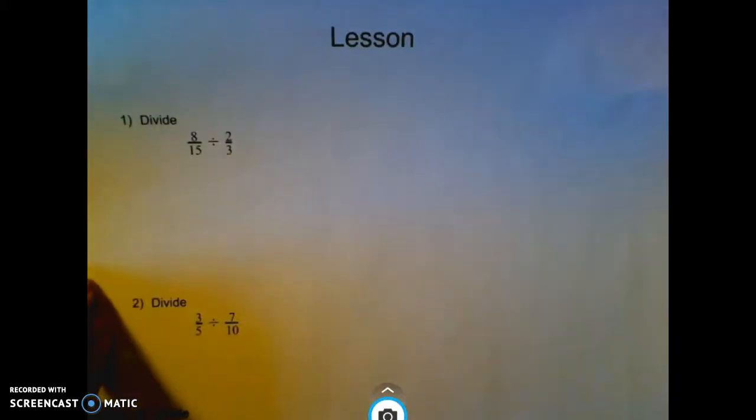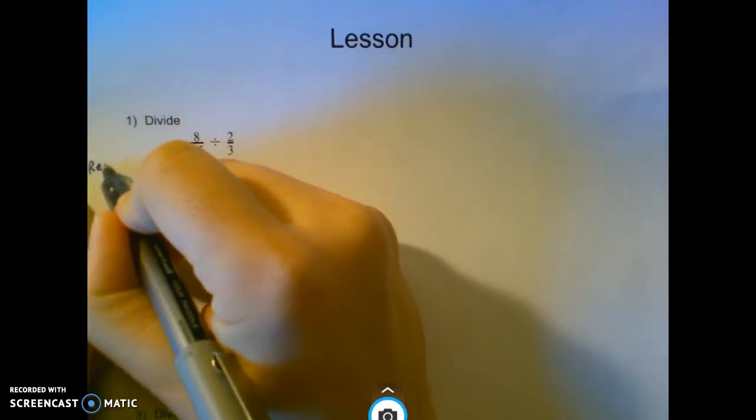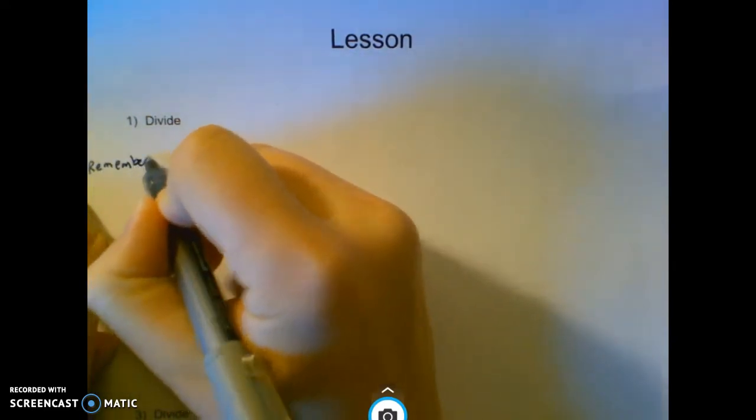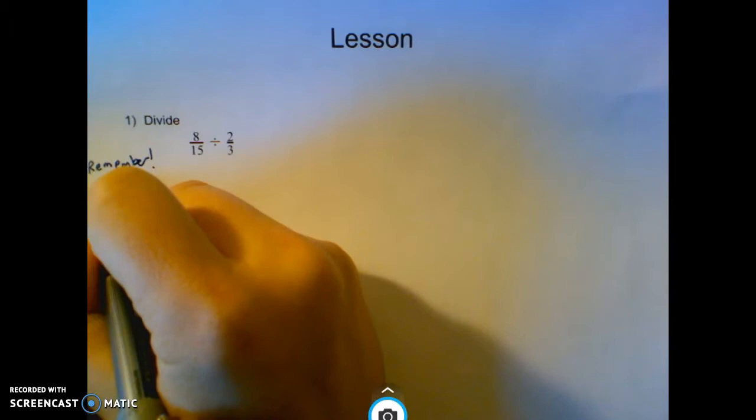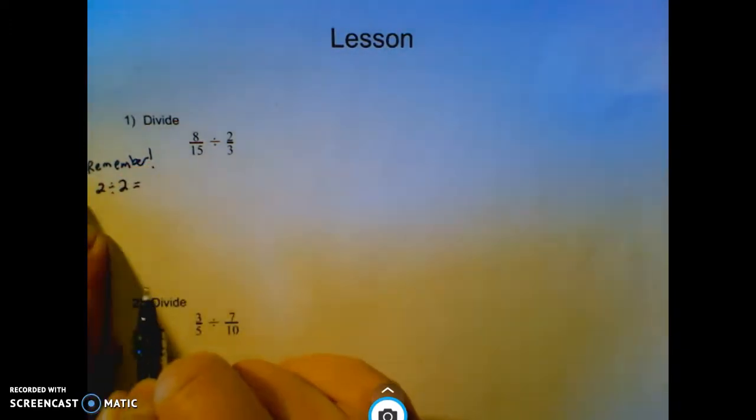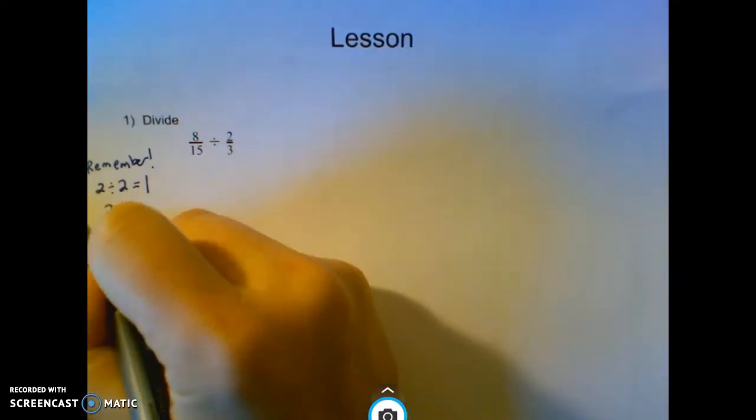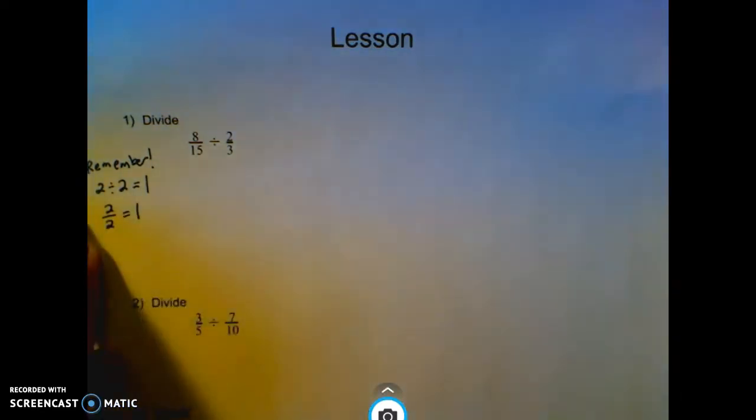Today we're learning to divide fractions. And before we do that, let's write down one thing that we need to remember. We need to remember that we have two notations for division. We can write 2 divided by 2 like that, going horizontally, or we can write 2 divided by 2 like that, going up and down, going vertically. These both mean the same thing, and it's going to be important in just a second.